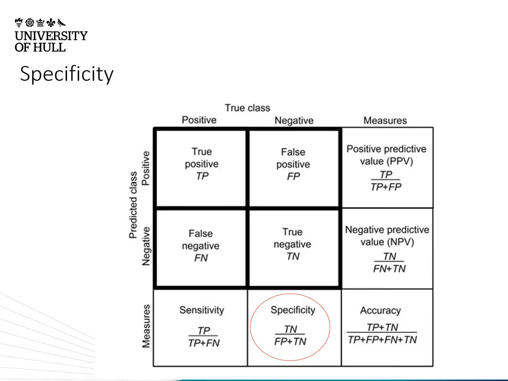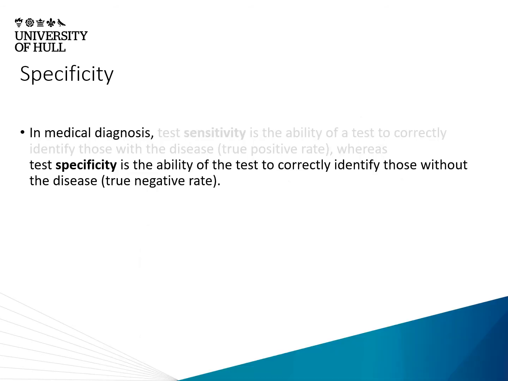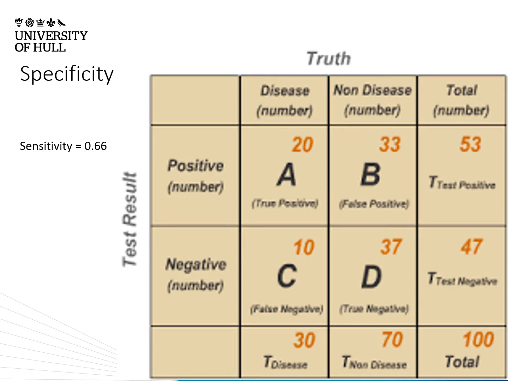Specificity is calculated using the above columns, and the meaning of specificity is the ability of the test to correctly identify those that do not have the disease. These are the true negatives. And using this example again, using columns B and D, we can calculate the specificity is 0.5. So the sensitivity is slightly more than 50% or 0.5, and the specificity is around 50%.